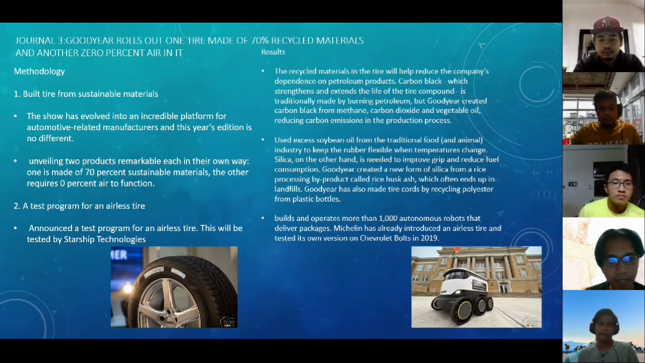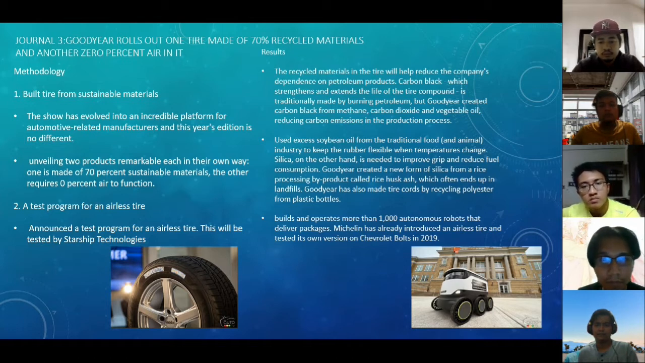Unveiling two products, remarkable each in their own way. One is made of 70% sustainable material, the other requires 0% air to function. Second, a test program for an airless tire. Announce a test program for an airless tire. This will be tested by Starship Technologies. As a result, the recycled materials in the tire will help reduce the company's dependence on petroleum products.